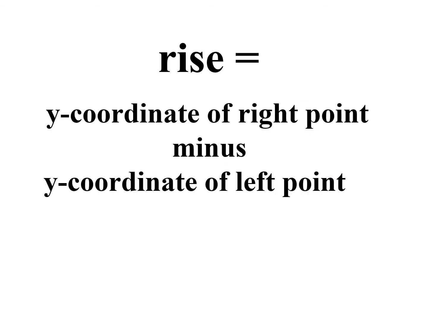So the rise, that is the amount the ant goes up, is equal to the y-coordinate of the right point minus the y-coordinate of the left point. In this example, the rise is equal to 3 minus 2, which is equal to 1.